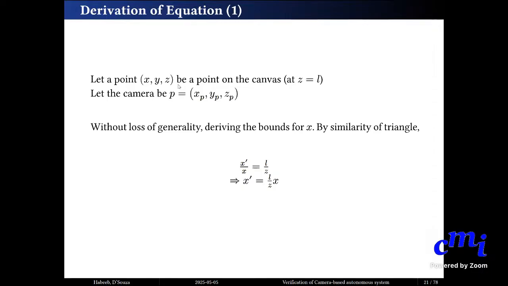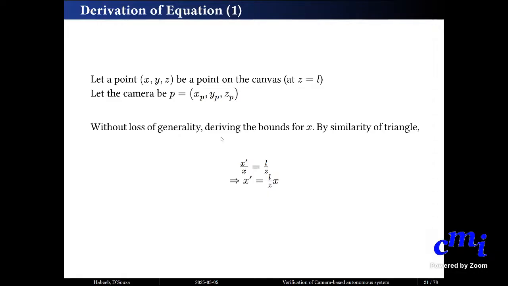Let a point X, Y, Z be a point on the canvas at Z equals L. So my canvas is there. Let the camera be P equals XP, YP, ZP. L is the focal length. So the camera is at the origin in the camera space, and the canvas is at a distance L, at position L.